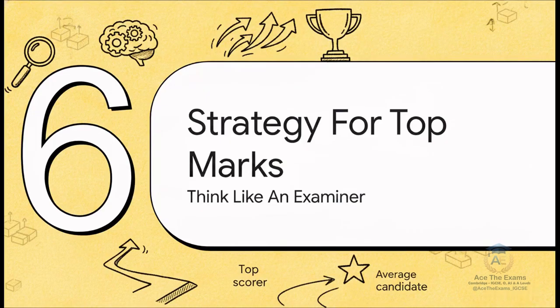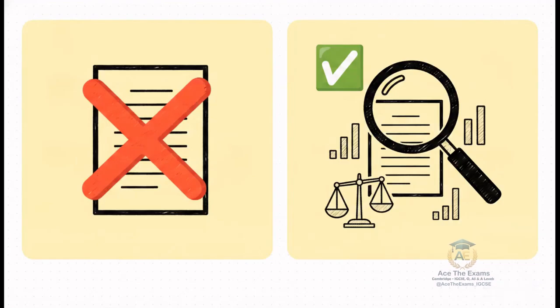Let's move to our final section, Section 6, Strategy for Top Marks. We are going to look at how to stop thinking like a stressed student and start thinking like a Cambridge examiner. This perfectly illustrates the contrast between surviving the exam and dominating it. This is your final system. A standard candidate, like our friend Alex, will provide incredibly generic textbook answers that completely lack the specific context of the data they were provided.